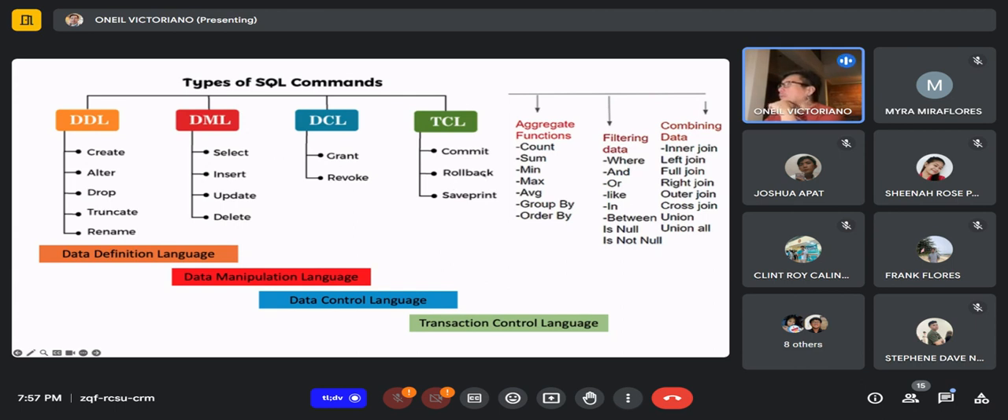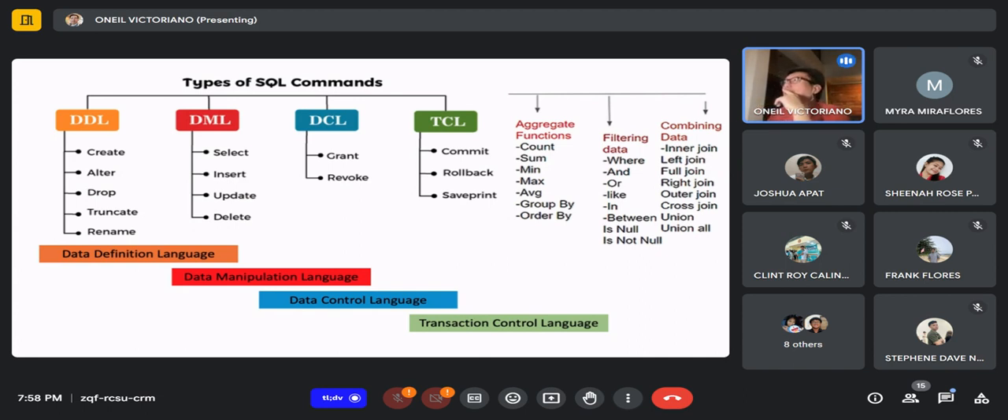And other SQL commands will have aggregate functions, filtering, and combining data. You don't need to memorize this one if you haven't had an SQL topic. But the idea here is that there are SQL commands to be able to manage our DBMS. Okay.